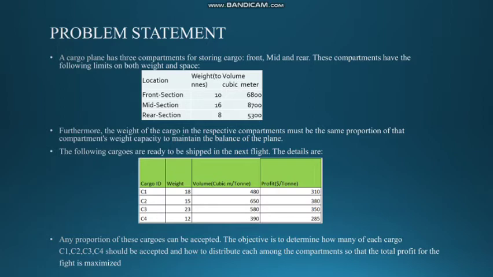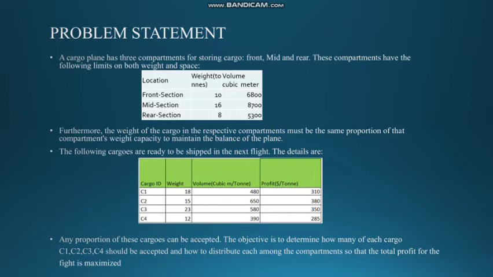The following cargoes are ready to be shipped in the next flight. The details are as follows. They have given us 4 cargo for which they have mentioned the weight, volume and profit as well. Any proportion of this cargo can be accepted. The objective is to determine how many of each cargo should be accepted and how to distribute each among the compartments so that the total profit of the flight is maximized.